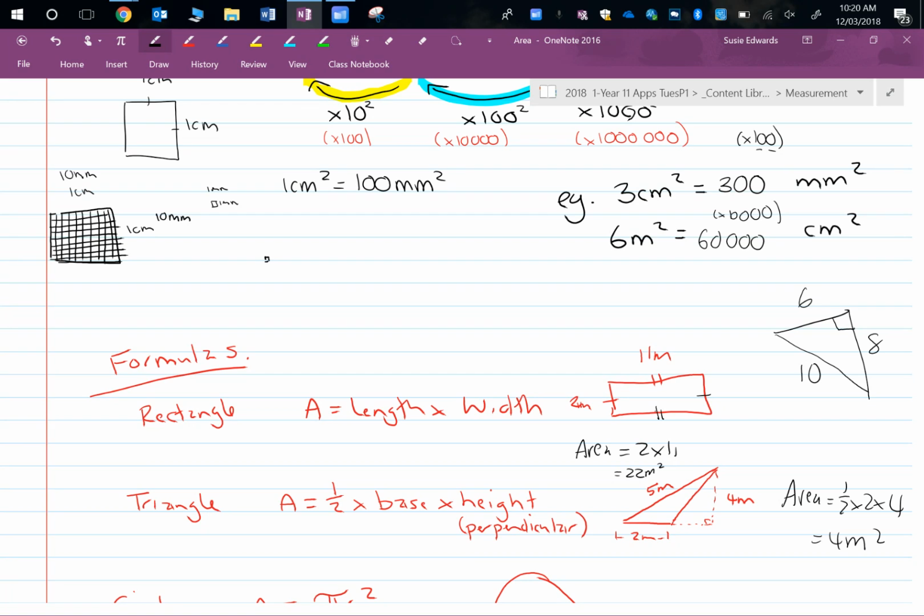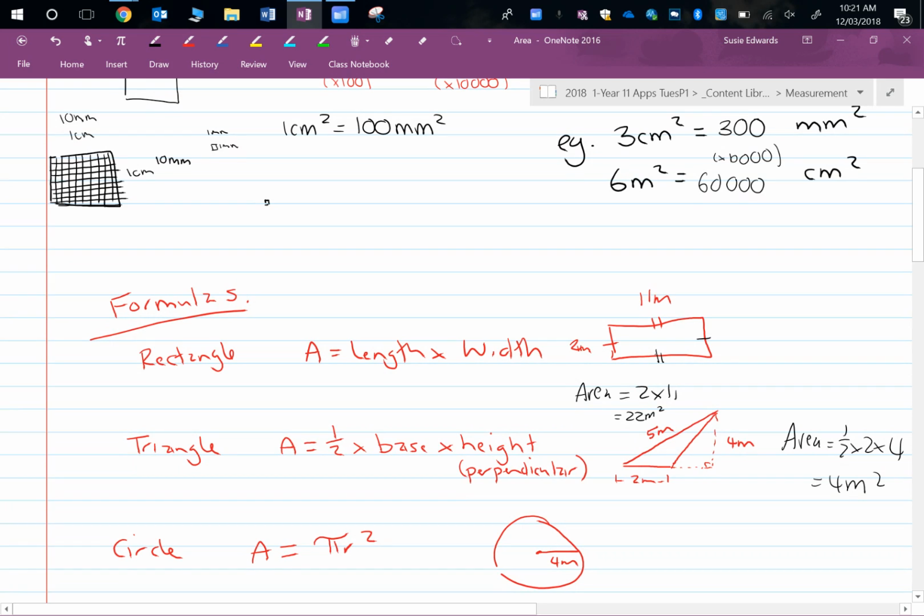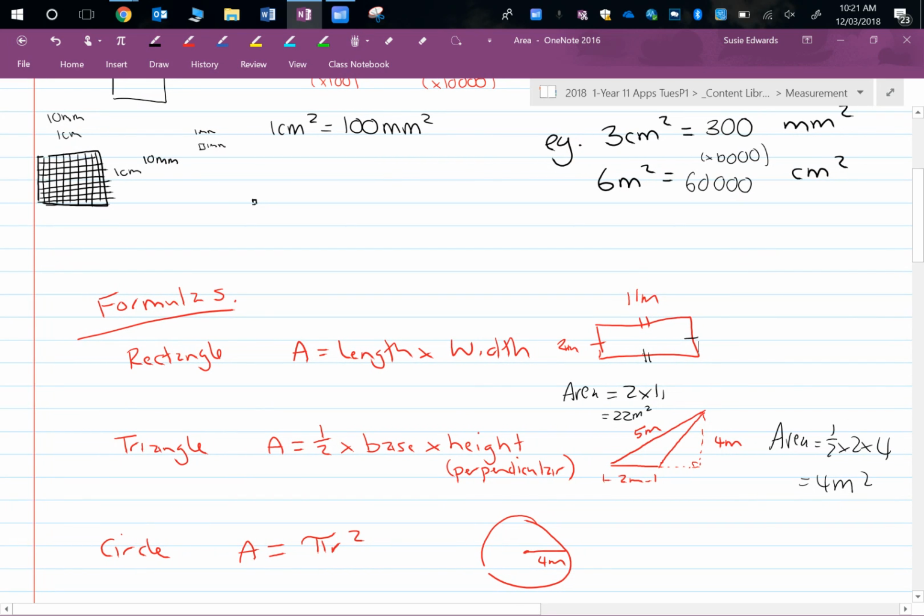If you've got a right angle triangle, it would be half of 6 times 8 or half of 8 times 6. It's never the hypotenuse. The hypotenuse is never included if it's a right angle triangle. Okay? And that often comes up given you guys have learnt a lot about Pythagoras. Any questions? Okay. Circle. Pi r squared.